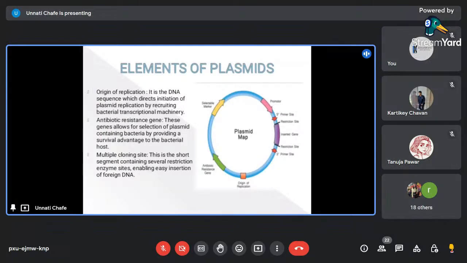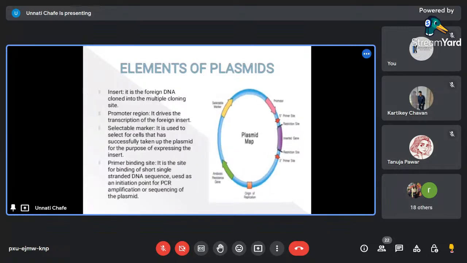What are the elements of a plasmid? A plasmid has an origin of replication, the DNA sequence which initiates replication. The antibiotic resistance gene site provides antibiotic resistance for survival in the host. It also has a multiple cloning site, a short segment containing several restriction enzyme sites, enabling easy insertion of foreign DNA. The insert is the foreign DNA cloned in the multiple cloning site.